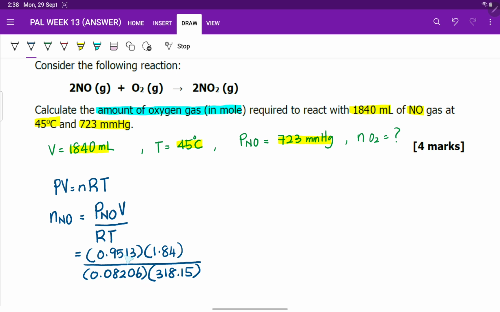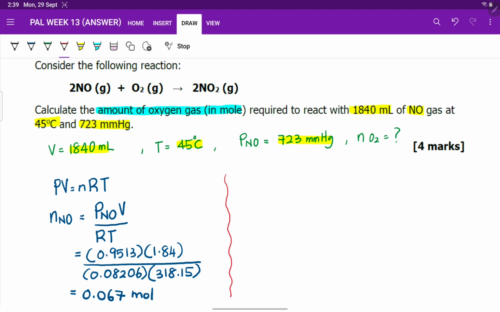Alright, so we substitute the pressure, originally 723 mm mercury, which equals 0.9513 atm. The volume is 1.84 liter. R is 0.08206, and the temperature, initially 45 degrees Celsius, we convert to Kelvin, 318.15. So the number of mole of NO is 0.067 mole. Once we get the number of mole of NO, the next thing is to do the stoichiometry between NO and oxygen.